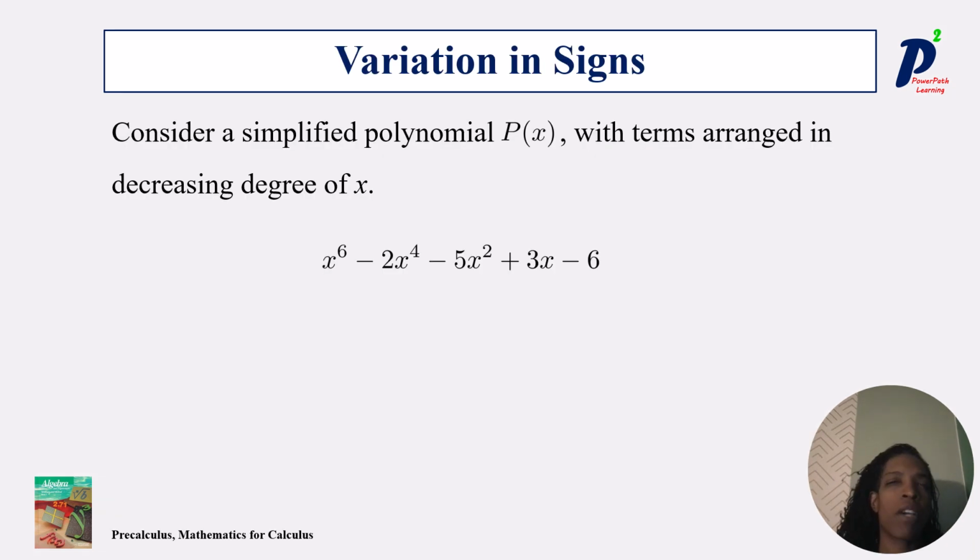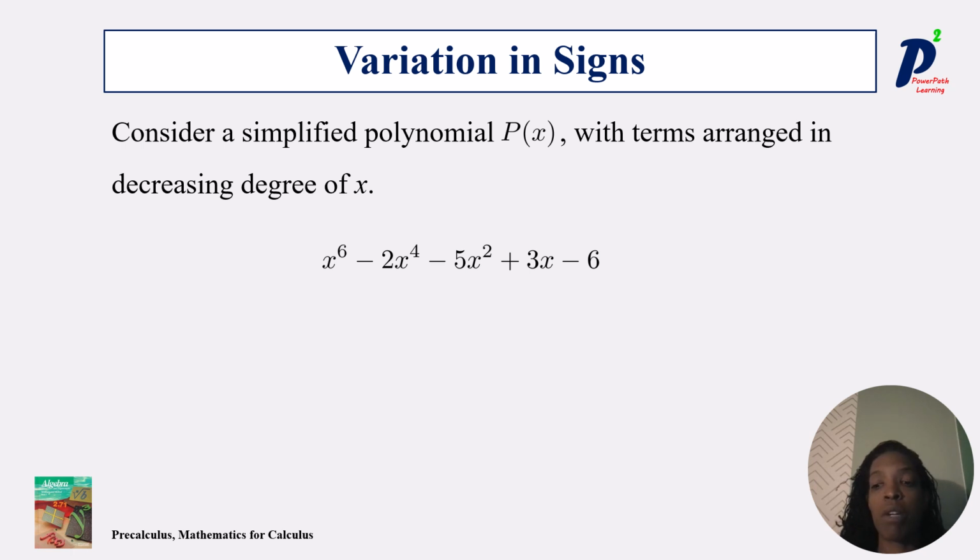So let's talk now about variation in signs. Consider a simplified polynomial p of x with terms arranged in decreasing degree of x: x to the 6th minus 2x to the 4th minus 5x squared plus 3x minus 6. I'd like you to take a moment and try to find how many sign changes we have in this polynomial.